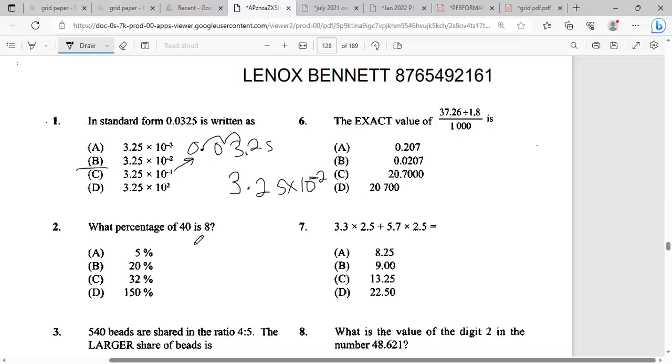What percent of 8 is 40? This is common in basically every single paper.